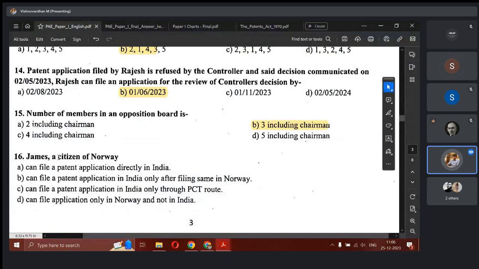Cool. James, a citizen of Norway. You need to immediately remember that. Other country citizens, we don't care. Only if they reside in India, we care about it.